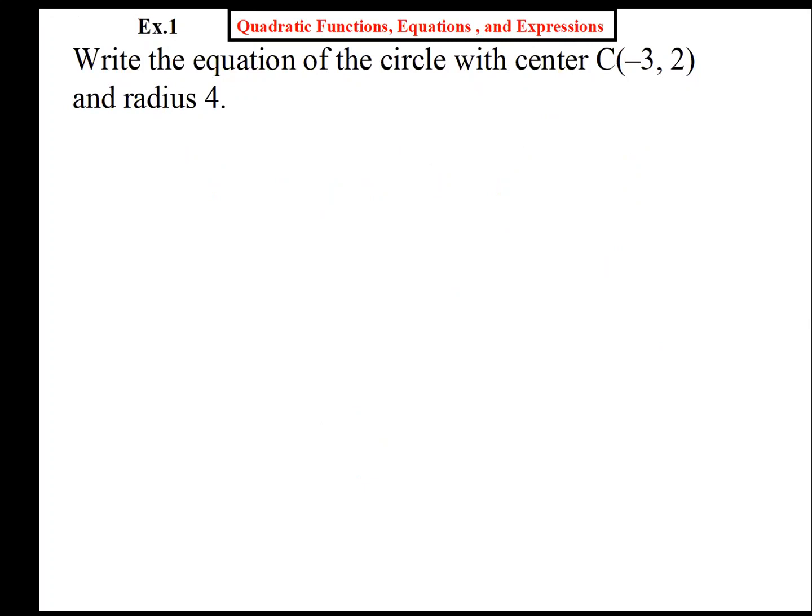It says, write the equation of the circle with center -3, 2, and radius 4. Copy that, please. Just copy it. I'm going to go over the process.